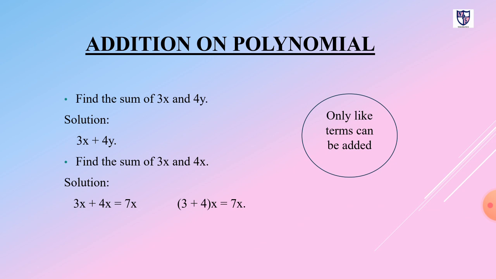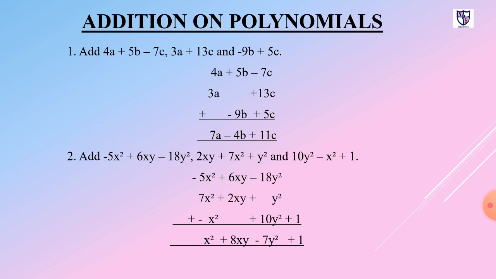It will be 3x plus 4y. They can't be added because the bases are different. But if we say find the sum of 3x and 4x, it will be 3x plus 4x is equal to 7x, as the bases are the same here. Add 4a plus 5b minus 7c, 3a plus 13c, and minus 9b plus 5c.